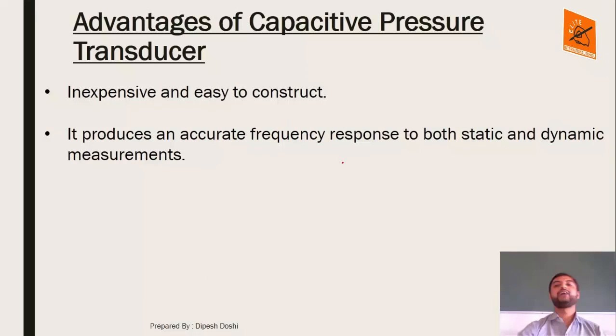There are some advantages of capacitive pressure transducers. Let's check it out. First one is that it is inexpensive and easy to construct. Second advantage is it produces an accurate frequency response to both static and dynamic measurements.